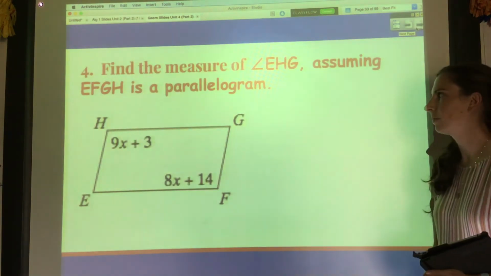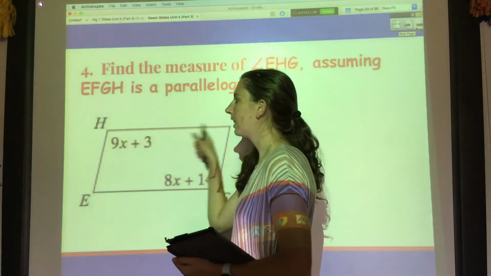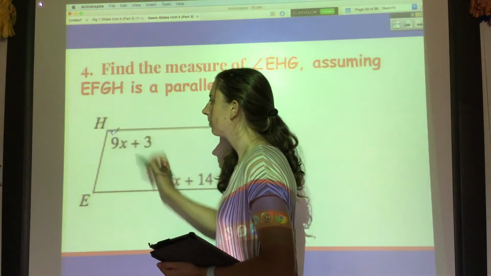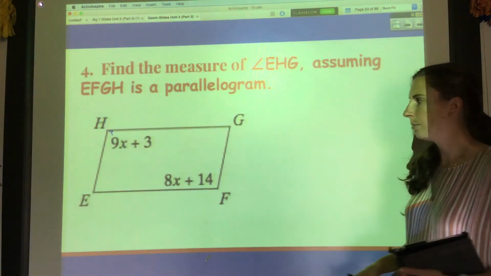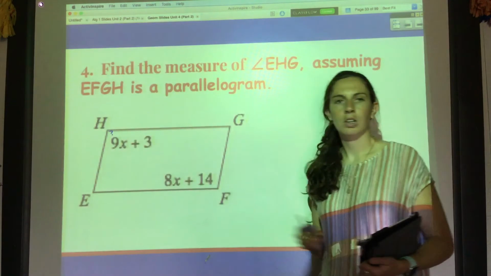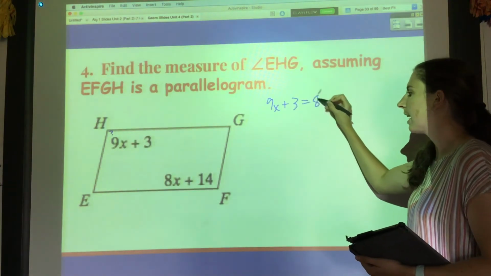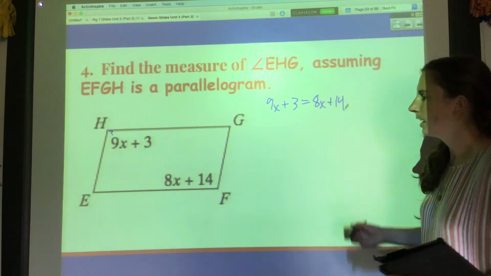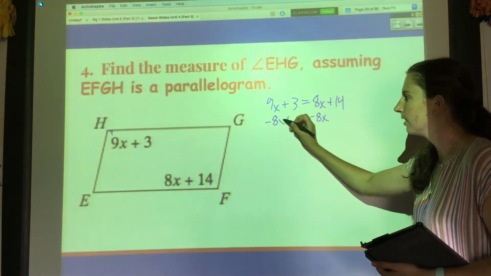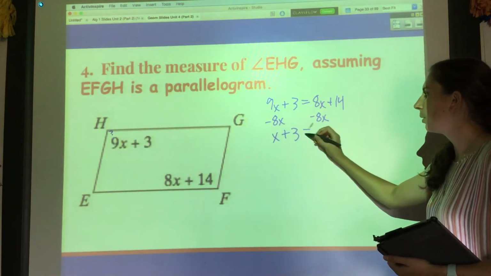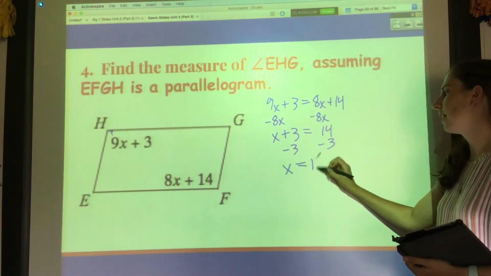On this one, I want to find the measure of angle EHG right here. I want to find this angle. Assume it's a parallelogram, and so since it's a parallelogram, again, I know opposite angles are congruent. So I know 9x plus 3 equals 8x plus 14. And I could just solve for x, so subtract 8x from both sides. So 1x plus 3 equals 14, subtract 3, so x is 11.